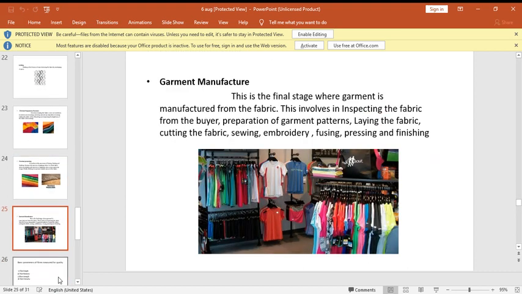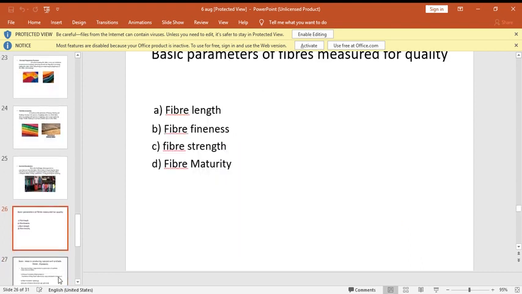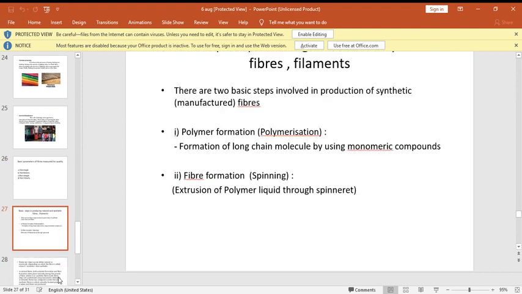And finally, the process is garment manufacturing. It is the final stage where the garment is manufactured from the fabric. You can see the display, how the garments are displayed on hangers in a showroom. And what are the basic parameters of fibers measured for quality? That is fiber length, fiber fineness, fiber strength, and fiber maturity.